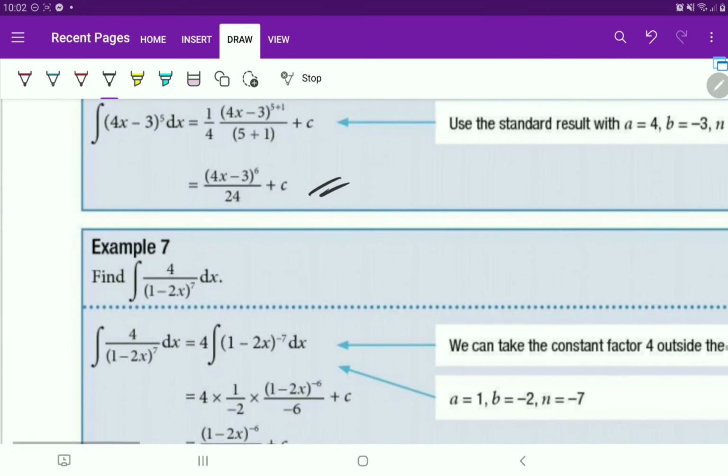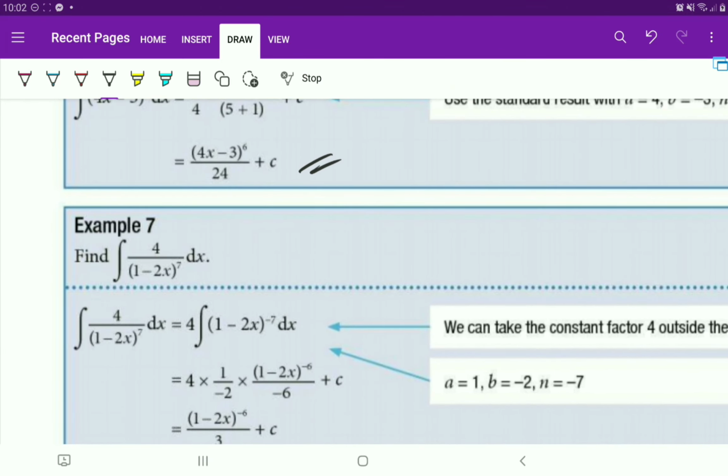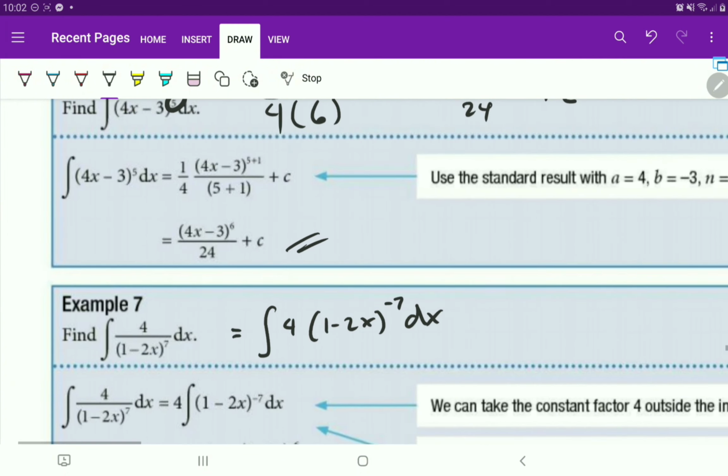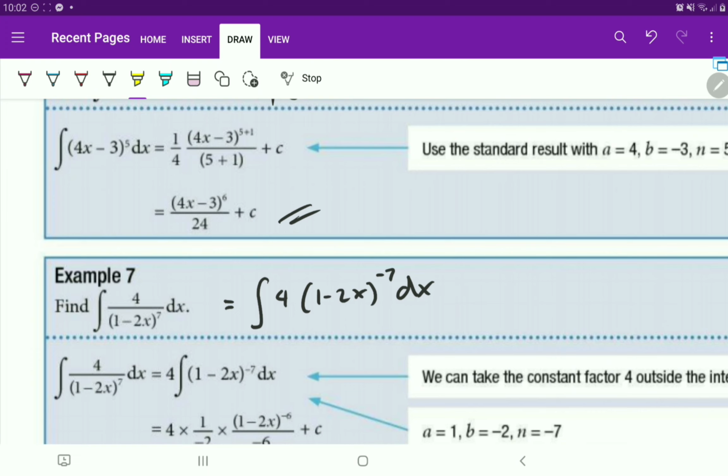Okay? Now in this one, again, we have some strategies. So this one we need to rewrite first, into 4 times (1 minus 2x) to the power of negative 7 dx before you can take the integral. Alright? And please double check, this one should be linear. If it's not linear, you cannot apply the formula that we're using here.